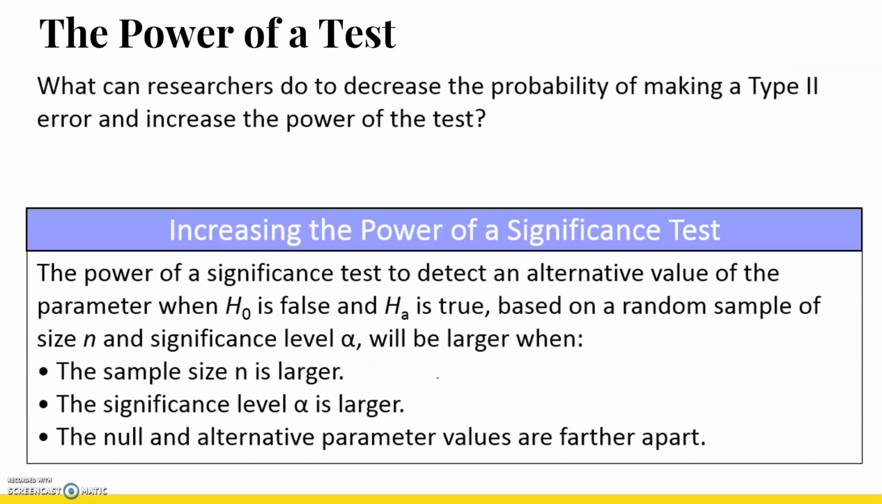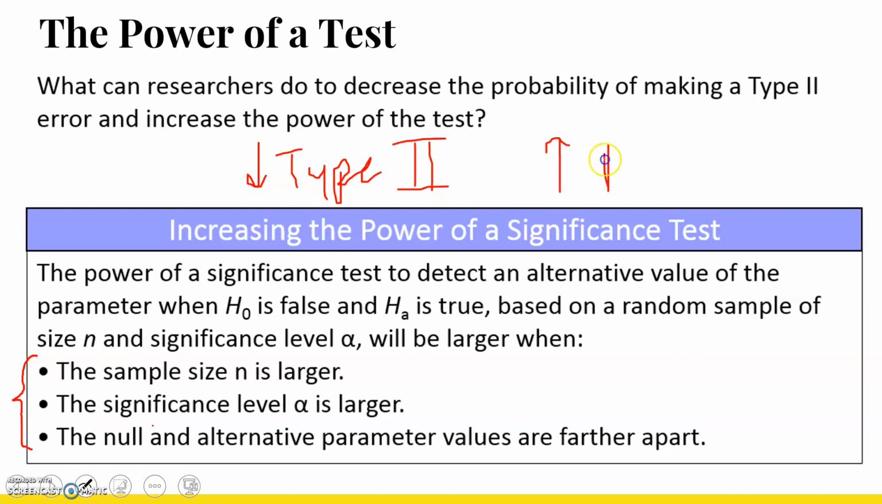Actually, I'm sorry, one more thing before we get into an example. Very important, increasing the power of a significance test does involve, or can involve, these three ideas here. Okay, so what can researchers do to decrease the probability of making a type 2 error and increase the power? So how can we decrease type 2 and increase power? Because in general, you do want to have a test with a lot of power.